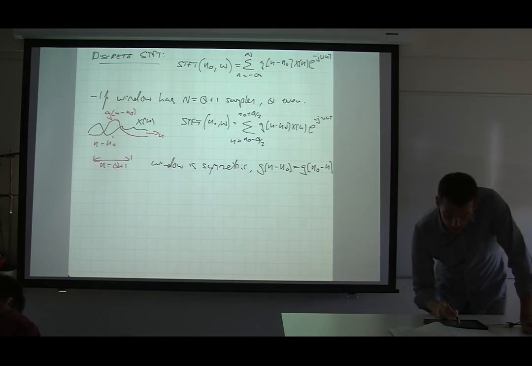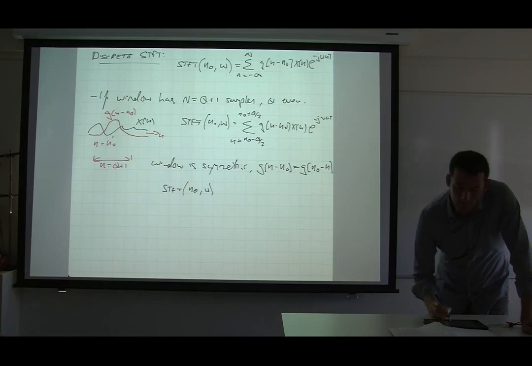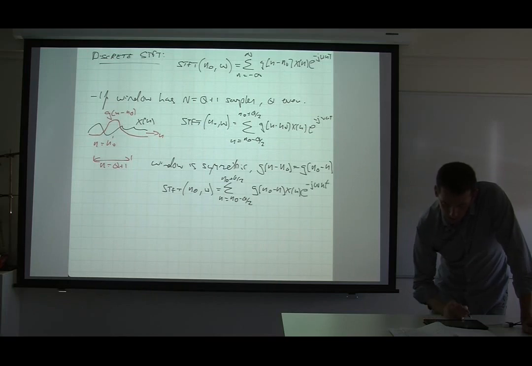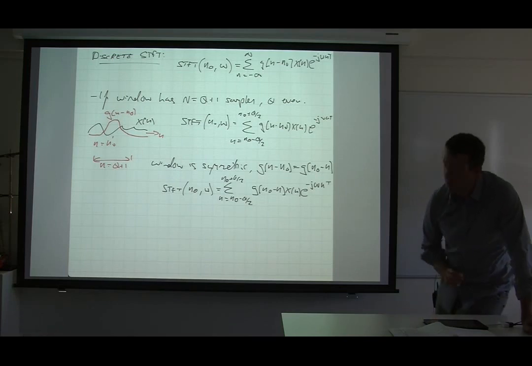So let's write down the next line. Short time Fourier transform, N naught, omega. See what's changed. Yes, okay, that's why we do it. So the only thing that changes this time, the sum still goes from N naught minus Q over 2 to N naught plus Q over 2. That's unchanged. The only thing that's changed here is that this now becomes N naught minus N, X of N, e to the minus j omega nT. Oh, big T, T, sample interval.